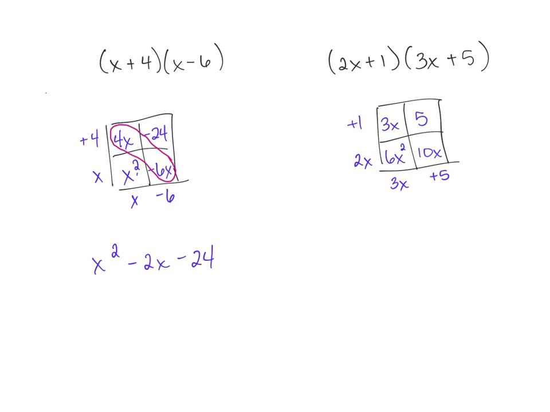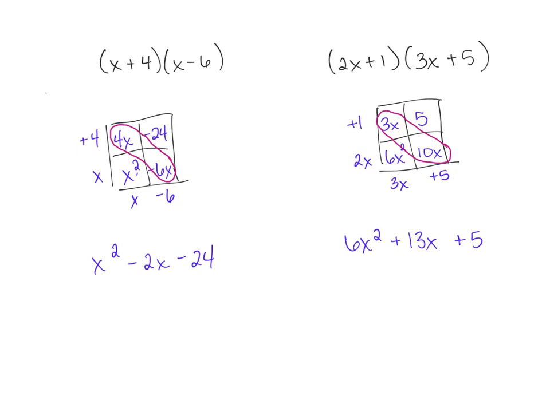So I have 6x squared. I'm going to combine my like terms here. 3x plus 10x is 13x, so plus 13x, and then plus 5. So again, my two middle terms are in opposite corners, and they add up to my one middle term. My first term and my last term are also in opposite corners.